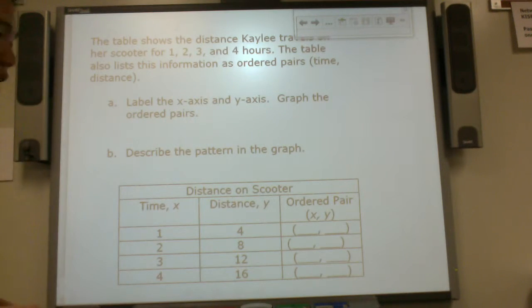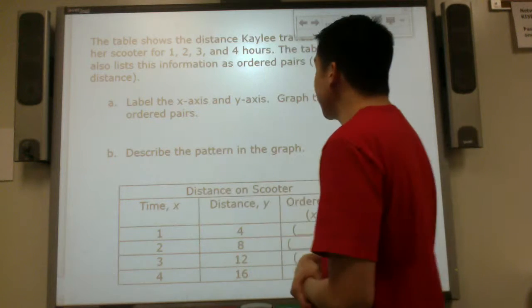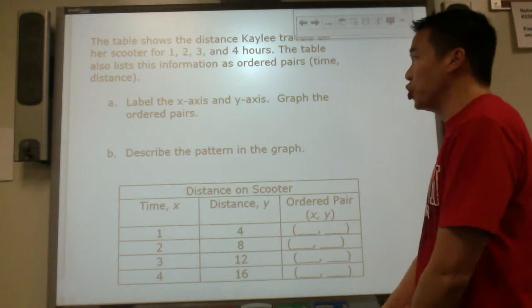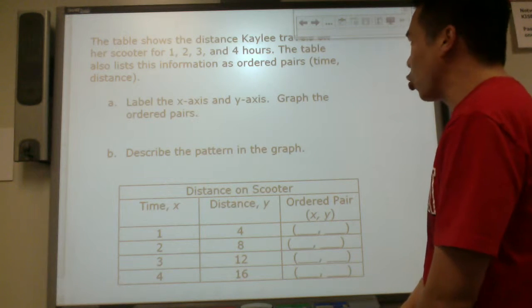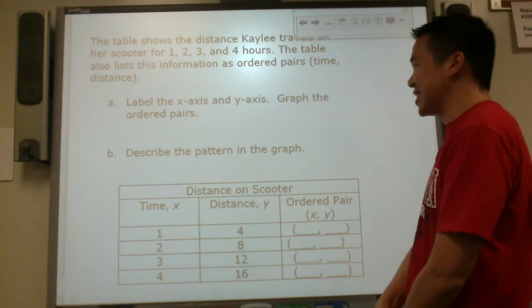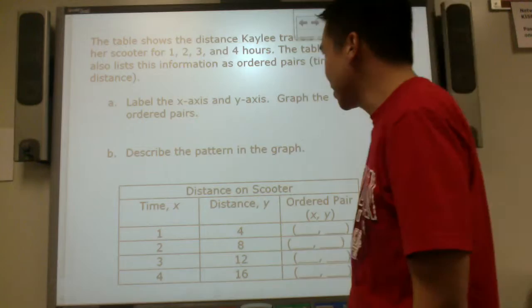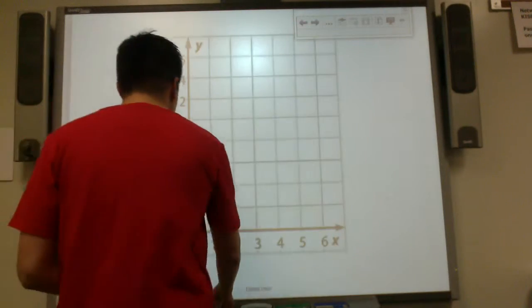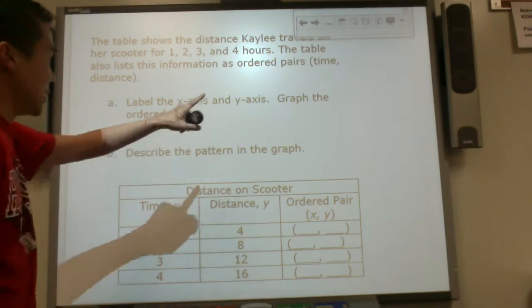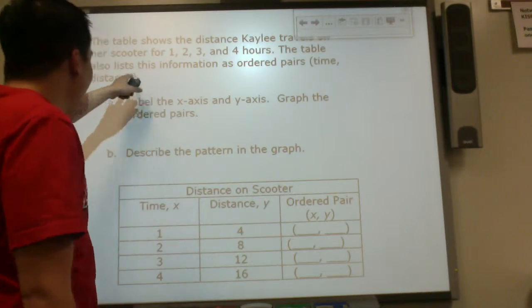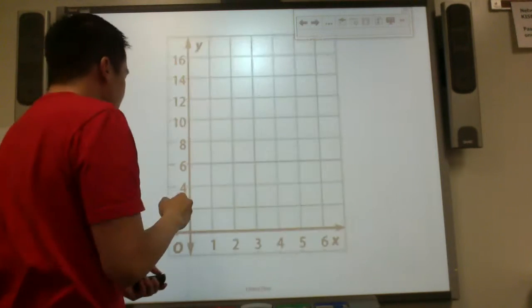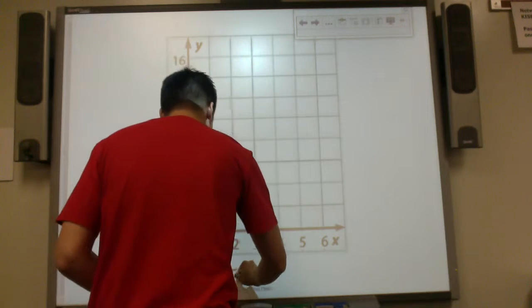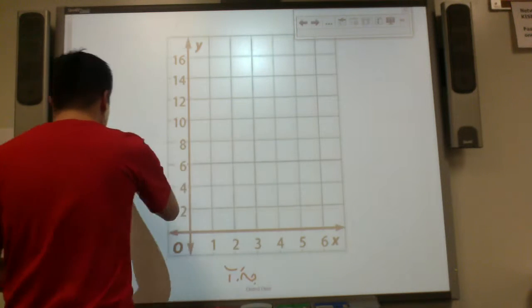All right, so let's do another one. The table shows the distance Kaylee travels on her scooter 1, 2, 3, and 4 hours. The table also lists the information as ordered pairs, time, comma, distance. Label the x-axis and y-axis, graph the ordered pair. So the x-axis is time, the y-axis is distance. Remember, x, y. So time, distance.